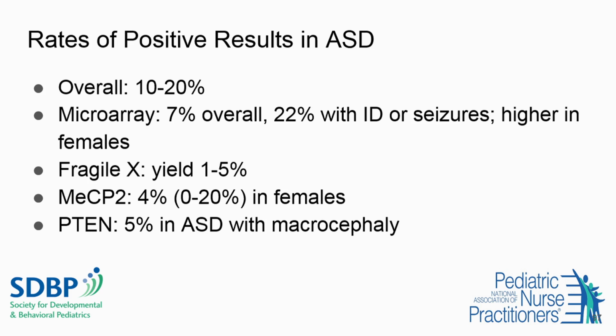So, for example, Fragile X is positive in 1% of people with autism, but people with Fragile X, anywhere from 30 to 40% may have autism. And it's similar numbers for tuberous sclerosis. And I've listed the other conditions, maybe 4 to 5% positive rate.